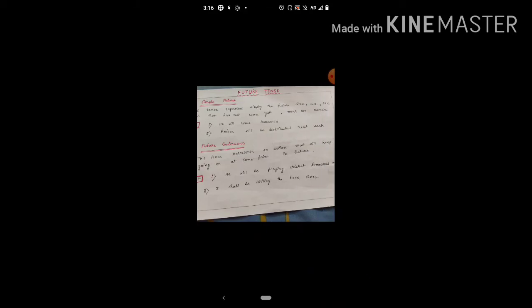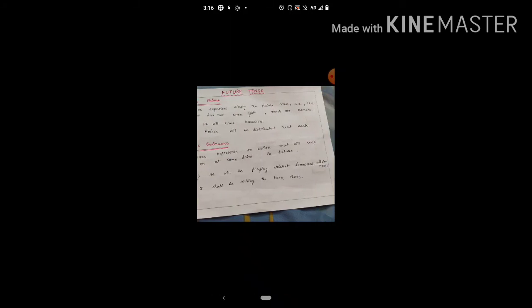As for example, he will be playing cricket tomorrow afternoon. So, here by saying tomorrow afternoon, I indicate the future time and he will be playing. That means he will play cricket for some time which is in tomorrow afternoon. So it is an example of future continuous. Similarly, another example is I shall be writing the book then. That means I will write a book in future and by saying then I refer the future time.